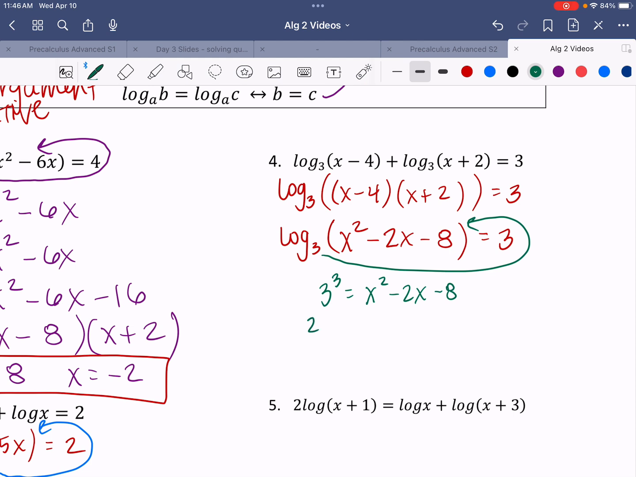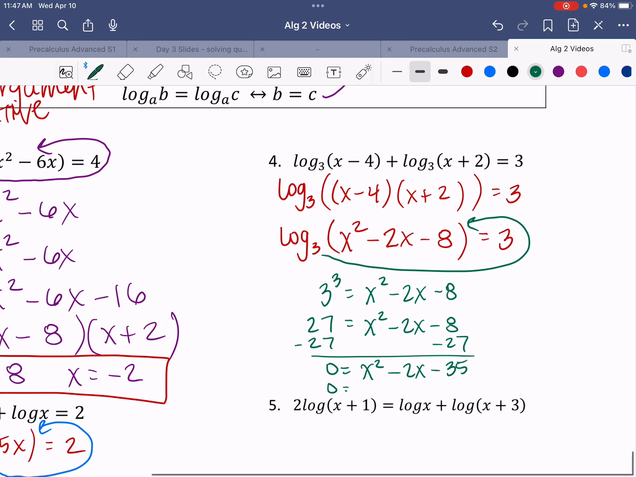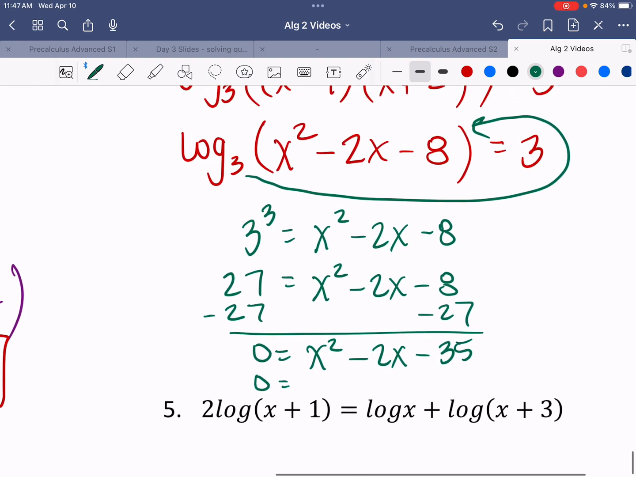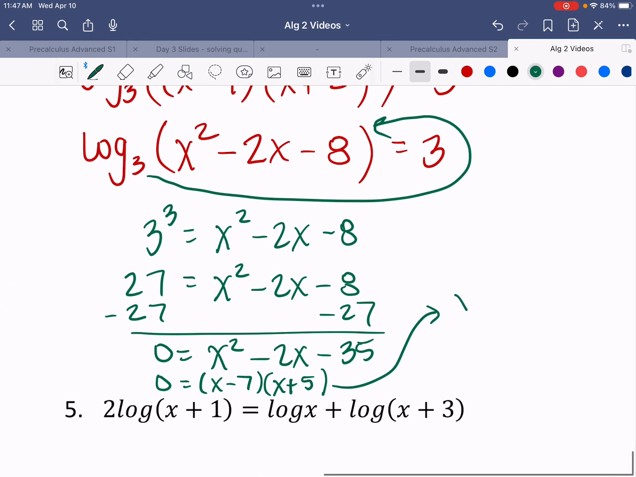3 to the third power is 27. I'm going to subtract the 27 on both sides. x squared minus 2x minus 35. To multiply to negative 35 and add to be negative 2, I'm going to need negative 7 and positive 5. And then I'm getting potential answers of 7 and negative 5.